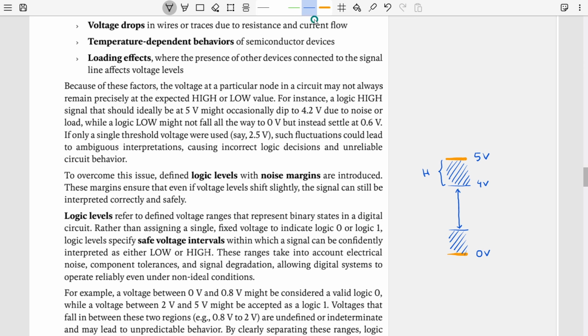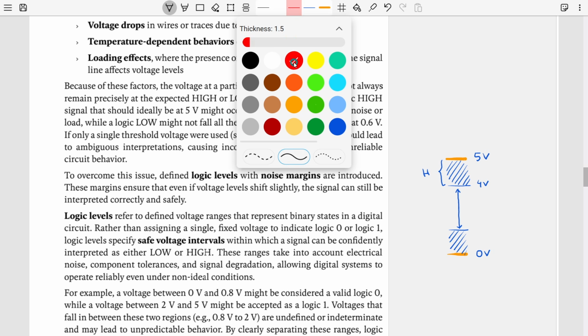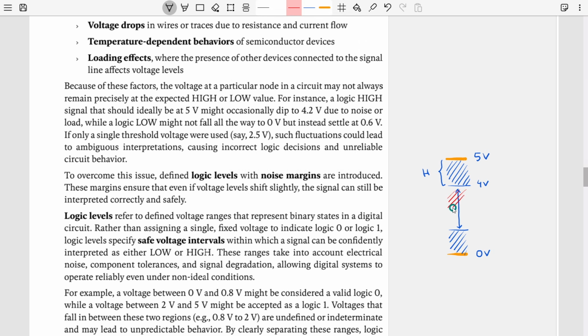Let us take maybe red color, that will be this. This portion is forbidden, and if any voltage in that region comes into our logic gates as input or as output, we will ignore that. That is not acceptable, that is not valid. That is the idea. So this is kind of an undefined or not permissible region. This is how we represent in logic levels, right?